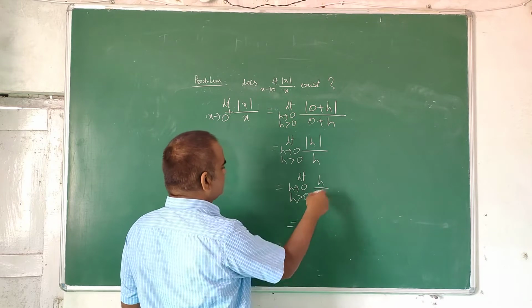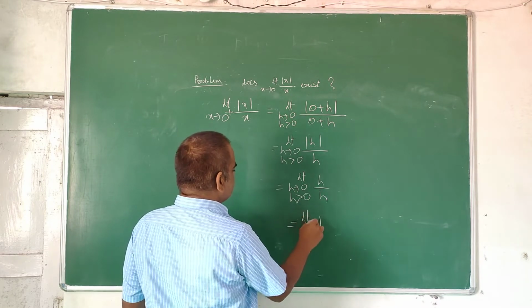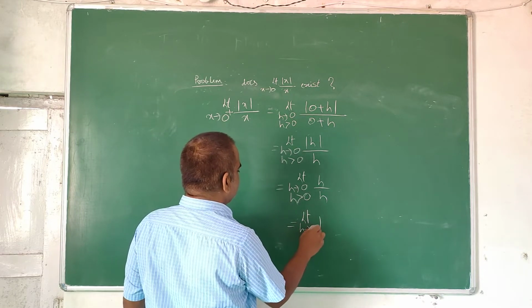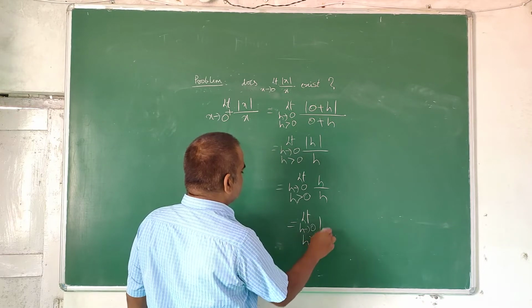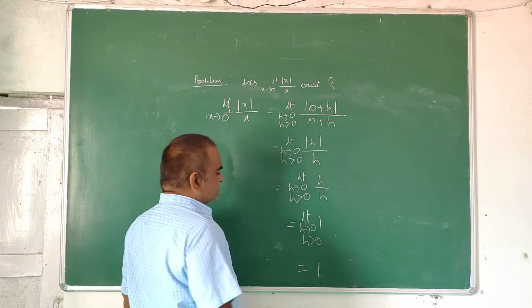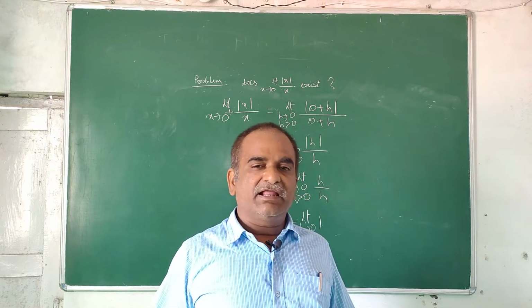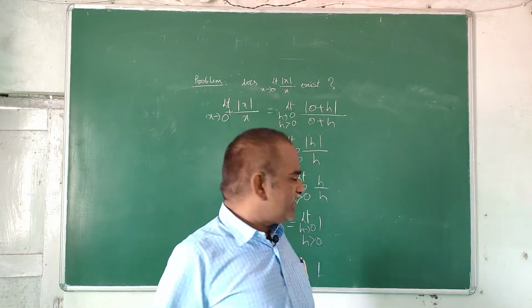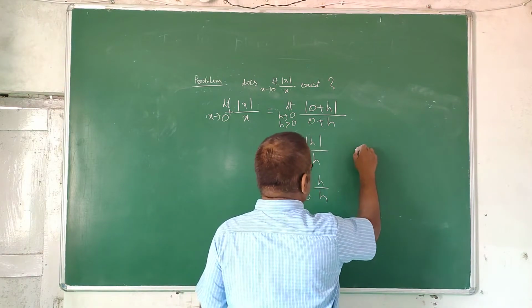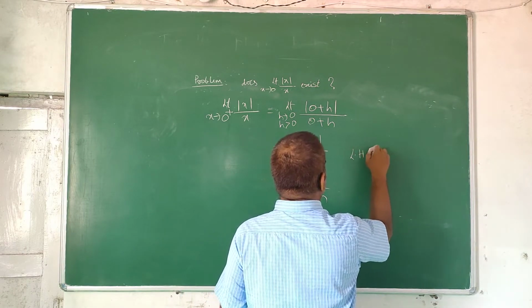So now h and h get cancelled, you get 1, limit h tends to 0, h greater than 0. Constant has got nothing to do with the limit, so it is equal to 1. So what we have seen here is LHL is different from RHL. So LHL is not equal to RHL.